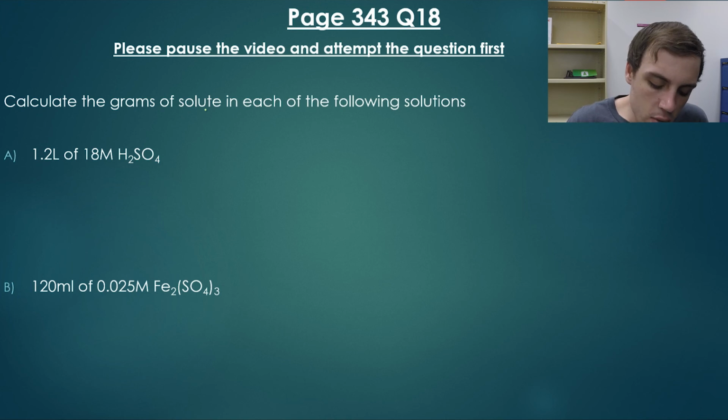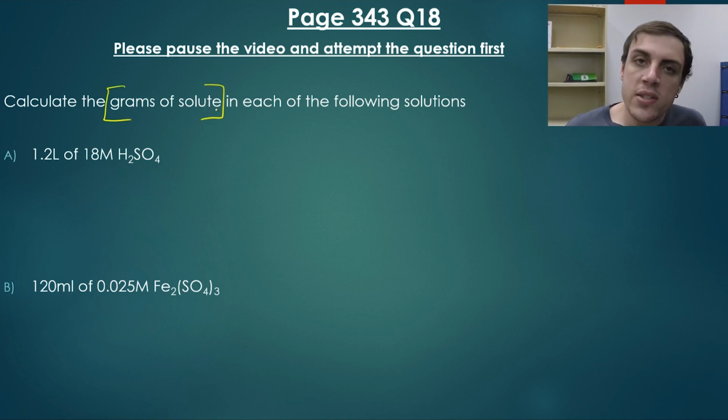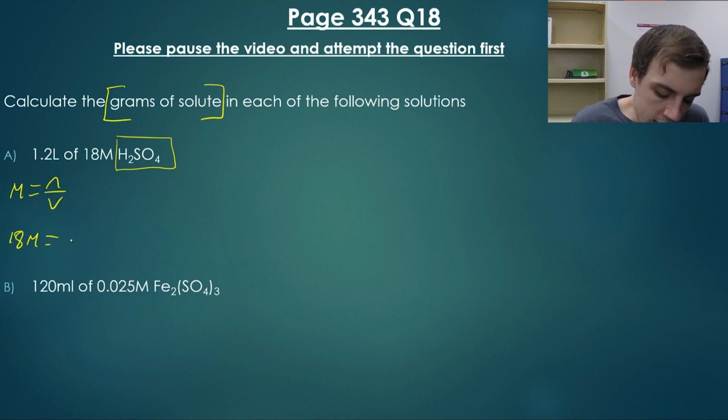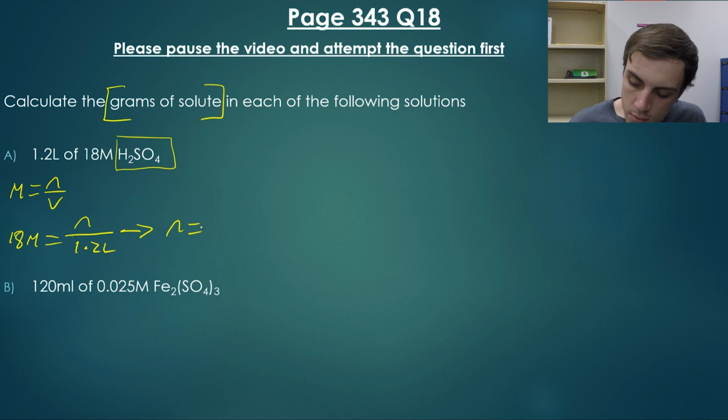Calculate the grams of solute in each of the following solutions. So 1.2 liters of 18 molar sulfuric acid. So the first thing I'm going to do here, I can see we have molarity and we have a unit volume. So molarity is equal to moles over volume. So we have 18 molar is equal to an unknown amount of moles over 1.2 liters, meaning that the total number of moles is going to be 21.6.